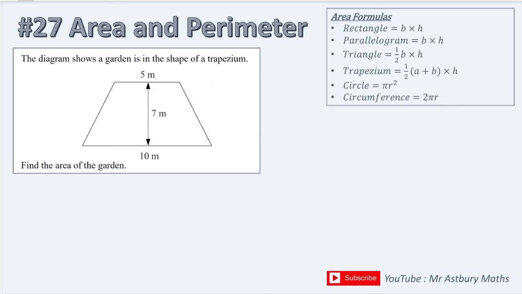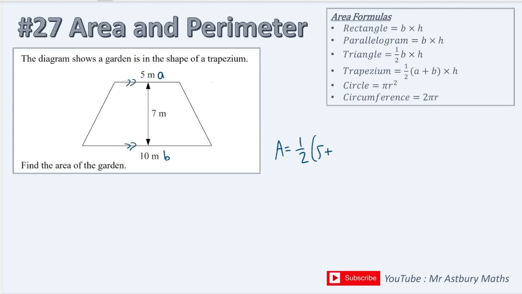Okay, we need to just use the trapezium equation for this. So the area is equal to 1/2. Now A and B represent the two parallel sides. So A and B here, doesn't matter which way round, but those two are parallel to one another. So those are the A's and the B's.